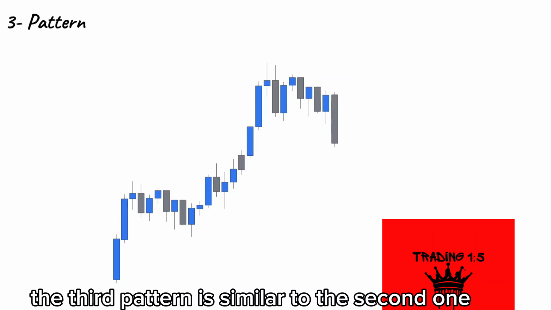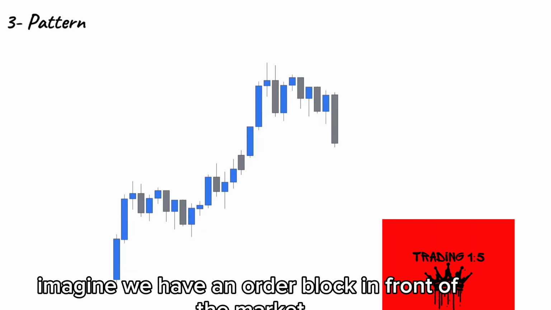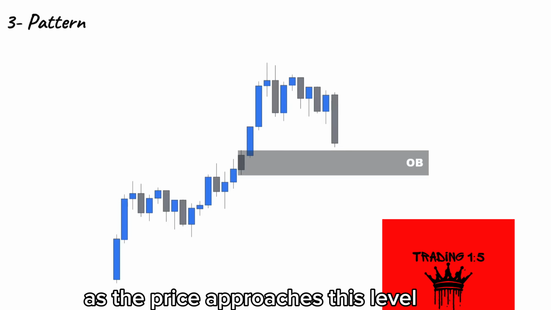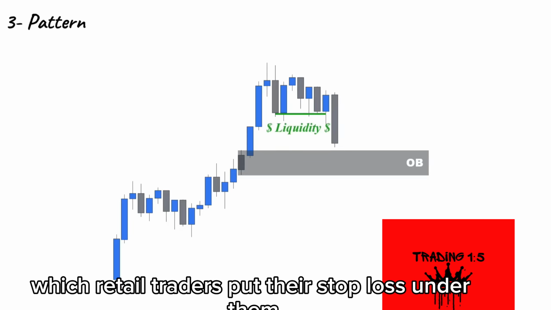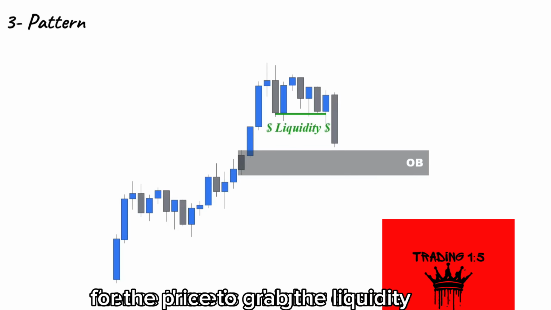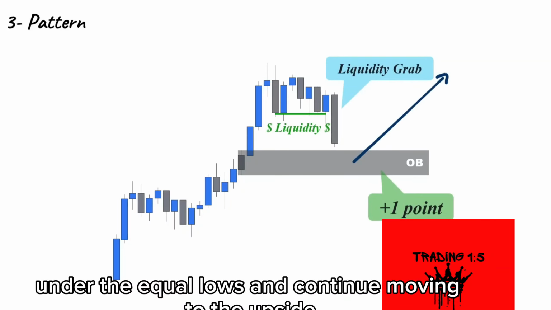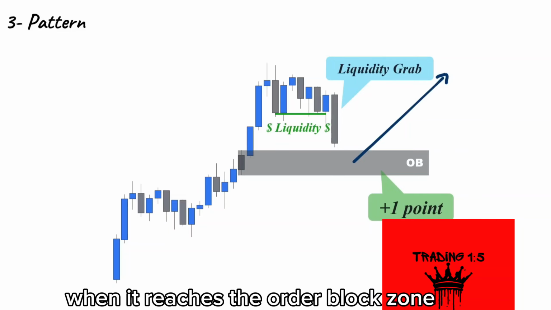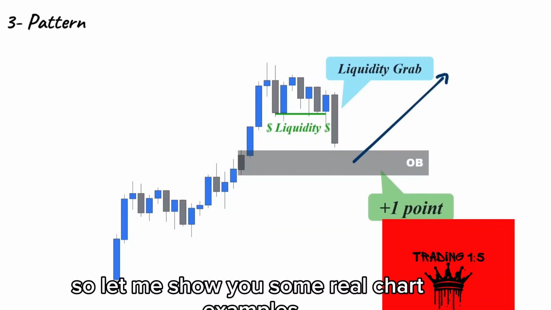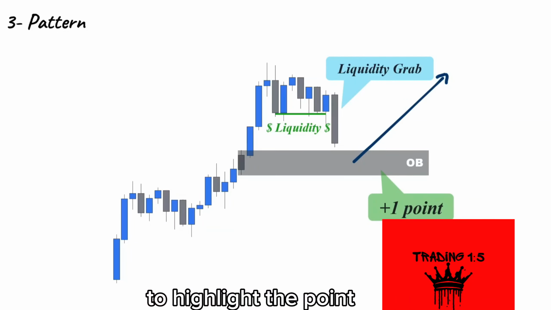The third pattern is similar to the second one. Imagine we have an order block in front of the market. As the price approaches this level, it creates support, which retail traders put their stop loss under. Hence, there is a higher chance for the price to grab the liquidity under the equal lows and continue moving to the upside when it reaches the order block zone. So let me show you some real chart examples to highlight the point.